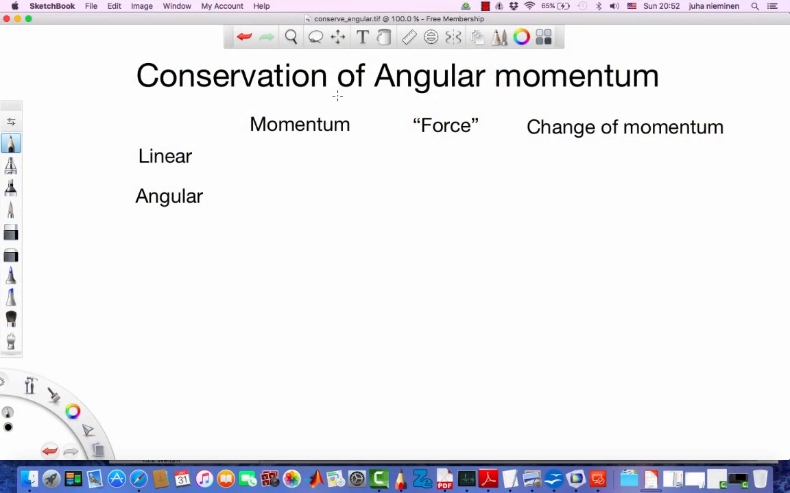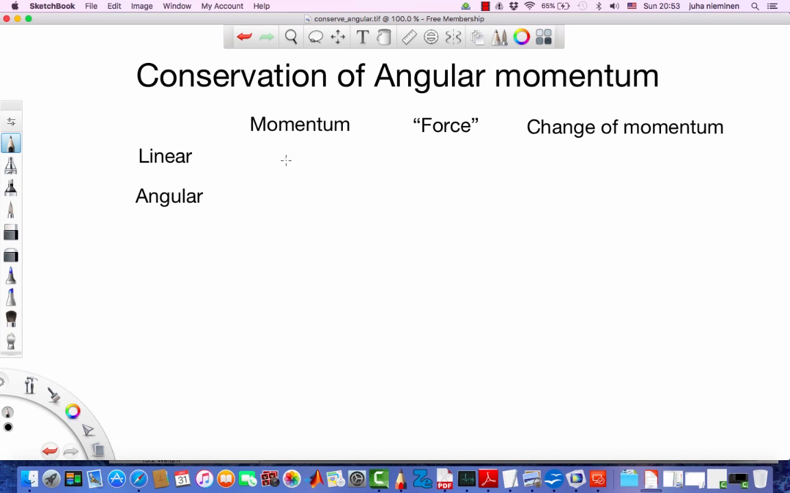It may seem a little bit odd that the title of this video is Conservation of Angular Momentum, even though we haven't defined angular momentum itself yet. But in fact, these two topics can be wrapped up quite nicely into one presentation, and that's what I'm doing here. So we have this table here that needs to be filled up.